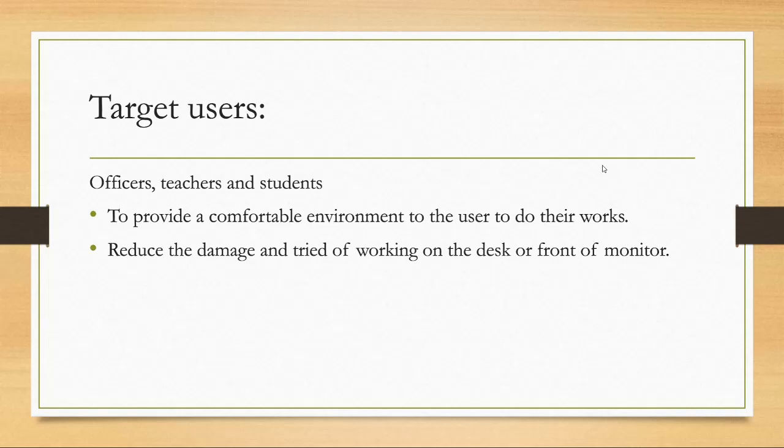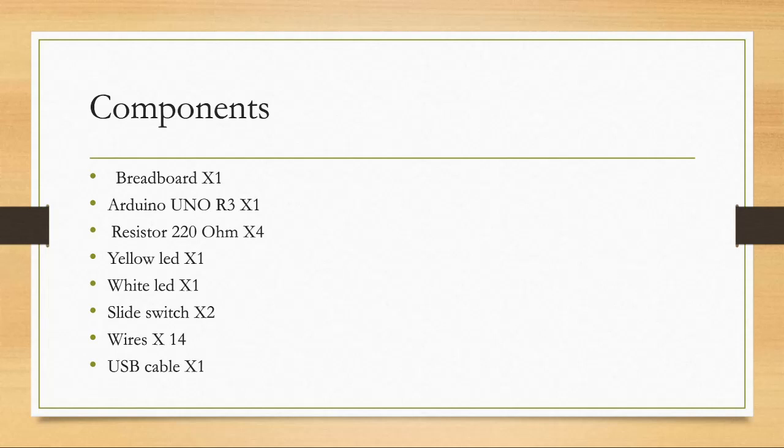So let's talk about components. I'm using a breadboard to carry out the experiment with the circuit design, and the Arduino UNO R3 is to control the components with the code, and the resistor is to reduce the current flow to protect the components, and the two LED lights are the main lighting function. The light switch provides the function of turning the light on and off, and also the wires connect them, and the USB cable provides the power supply.